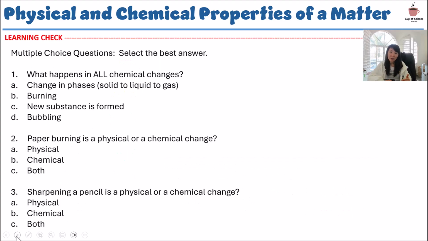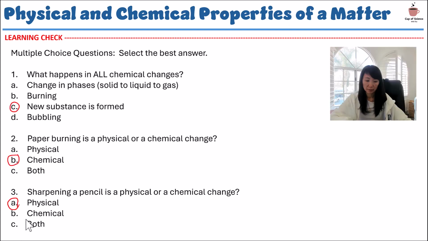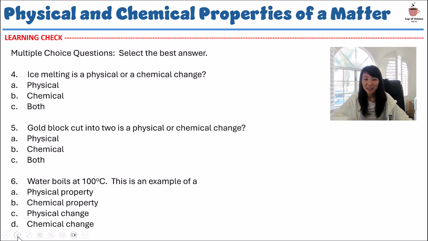So with all that in mind, let's do a learning check. I'd like for you to pause this video and try to do these multiple choice questions and come back and check the key. And here is the key. Let's try this one. Read the question and choose the best answer and come back, check the key. And here is the key.